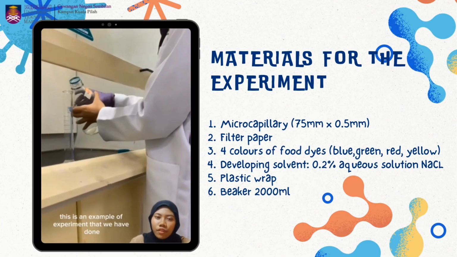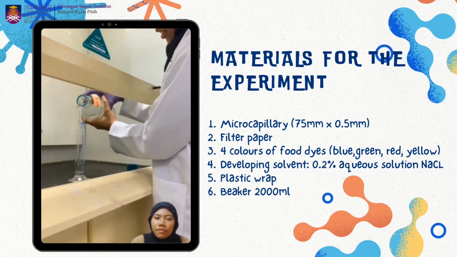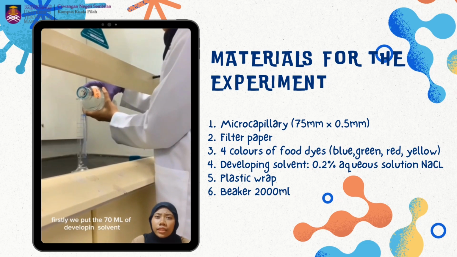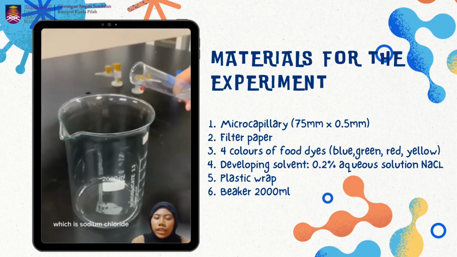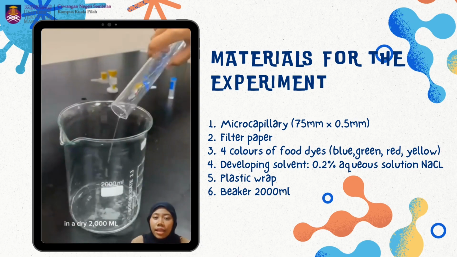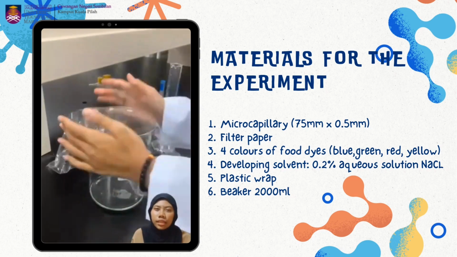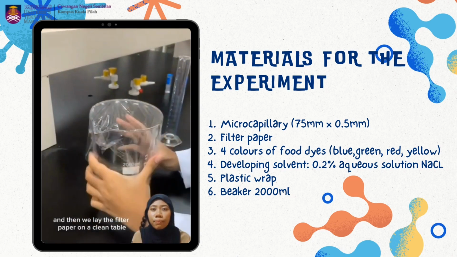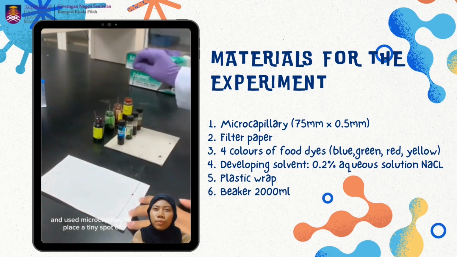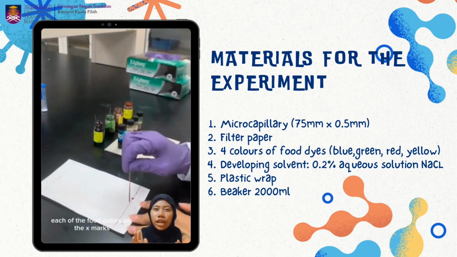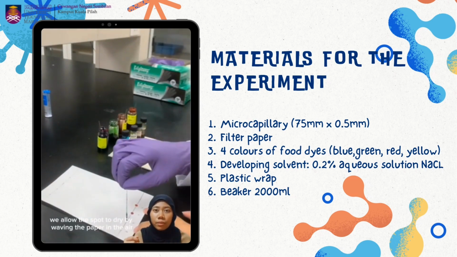This is an example of an experiment that we have done according to our topic, paper chromatography. Firstly, we put 17 ml of developing solvent, which is sodium chloride, in a dry 2000 ml beaker and cover it with plastic wrap. Then we lay the filter paper on a clean table and use a microcapillary to place a tiny spot of each of the food colors on the X mark. We allow the spot to dry by waving the paper in the air.